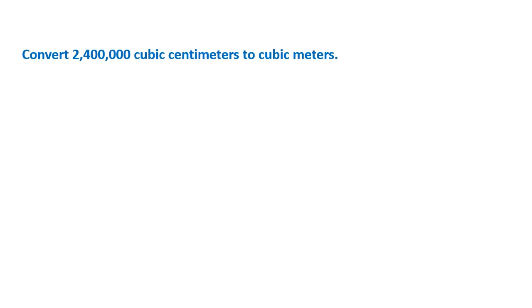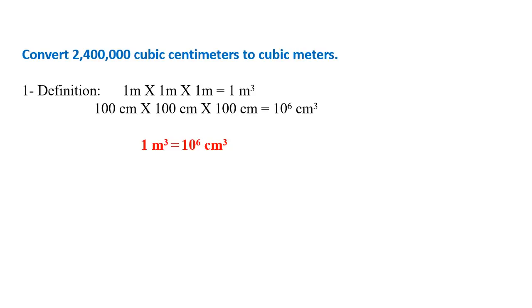Convert 2,400,000 cubic centimeters to cubic meters. Again, the same way, let us derive the definitions that will link between meters and centimeters. And let us start from one dimension. Okay, so the definition is 1 meter multiplied by 1 meter multiplied by 1 meter, cubed. Change that to centimeters, which equals a million centimeter cubed. So the relationship between cubic centimeters and cubic meters is that 1 cubic meter is equal to a million cubic centimeters.